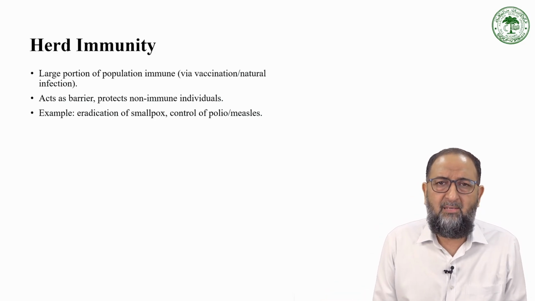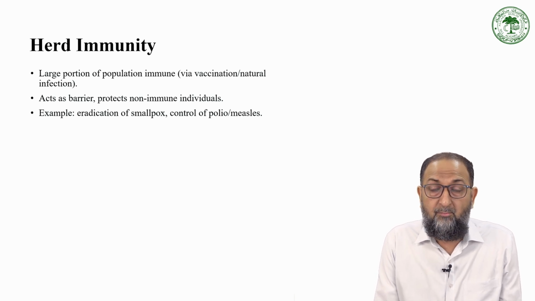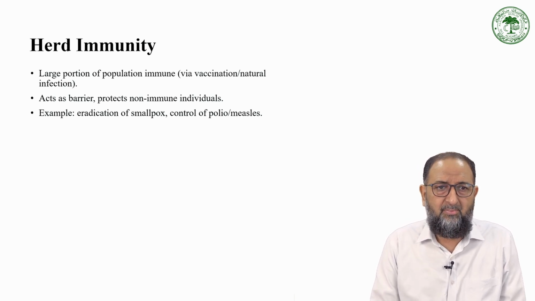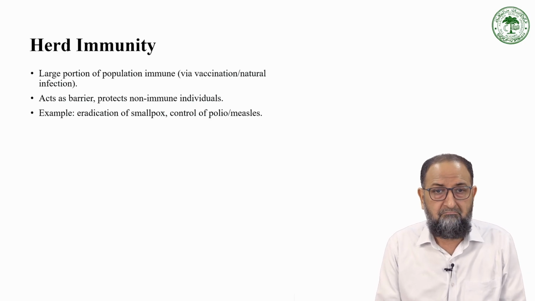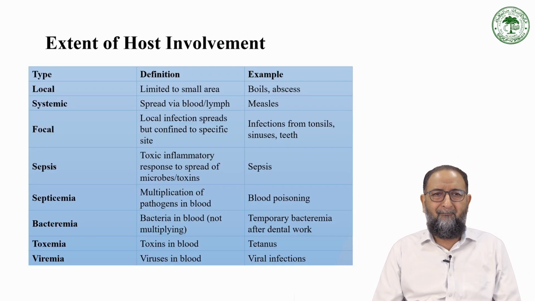Once herd immunity is established, the infection is controlled. It acts as a barrier and protects non-immune individuals. For example, the eradication of smallpox and the control of polio and measles are all kinds of herd immunity.